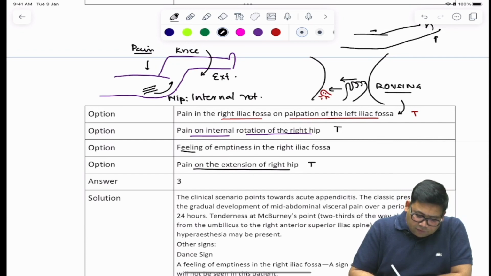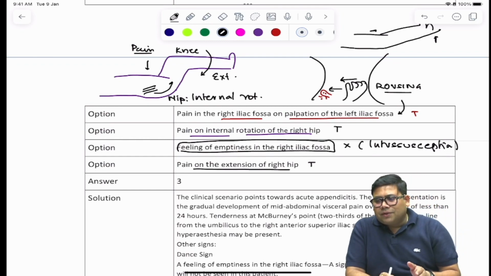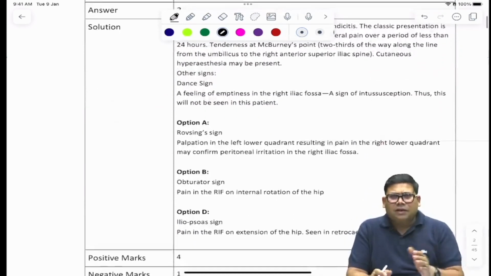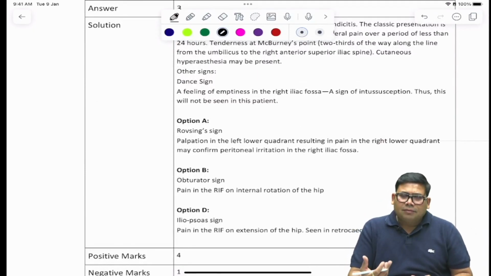Try to understand, feeling of emptiness in the right iliac fossa. This is false. Why? This is seen in case of intussusception. So in case of intussusception, like ileocolic intussusception, will have this, else we will not have this. So this is a very simple thing. Yes, you must have already seen the options.